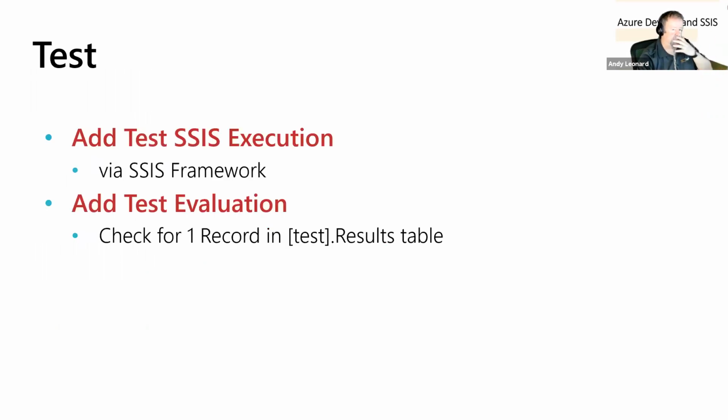You have to add some test execution and test evaluation. And I've got a table in here called test.results. It's in a test schema, and I'm looking for just one and only one record in there. I'll explain that a little bit better when we go look at the SSIS package that we're going to be using here. I'm also using something I built called the SSIS Framework.